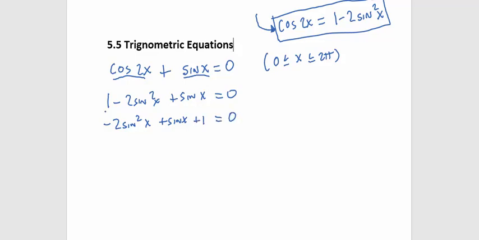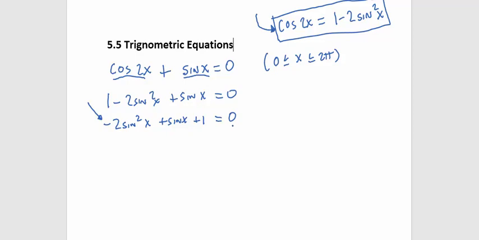Now I'm not used to usually factoring with a negative out front. This came up on a problem earlier, and if that was tricky for you, we can make a change here and make that a positive. What I'm allowed to do in an equation is multiply both sides by the same number. Well, if I multiply both sides of this equation by negative 1, it will give me a positive leading term here, and that's usually easy to factor. So that's what I'm going to do here this time.